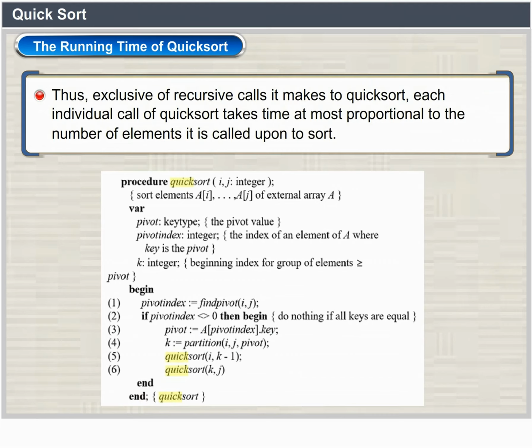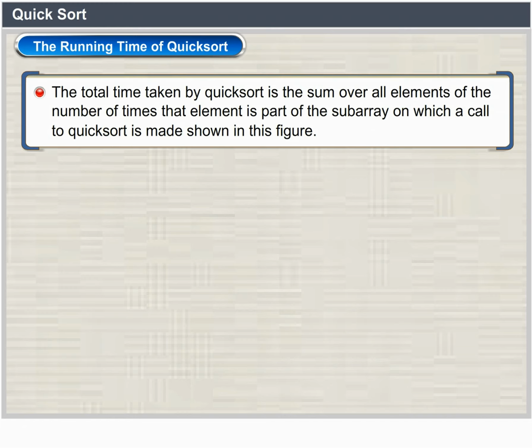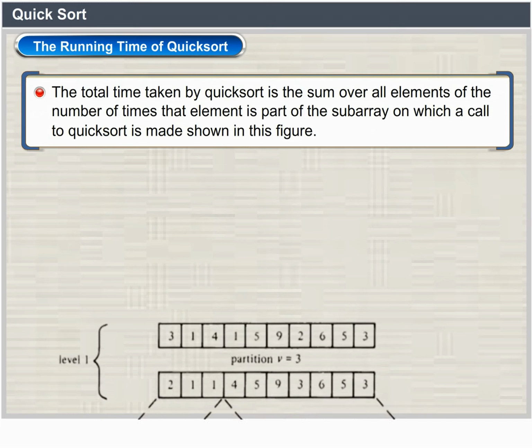each individual call of quicksort takes time at most proportional to the number of elements it is called upon to sort. The total time taken by quicksort is the sum over all elements of the number of times that element is part of the subarray on which a call to quicksort is made, shown in this figure.